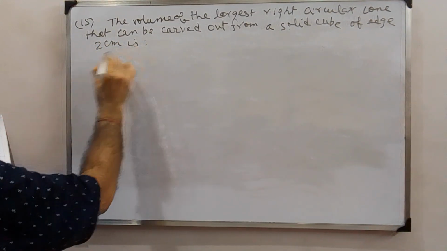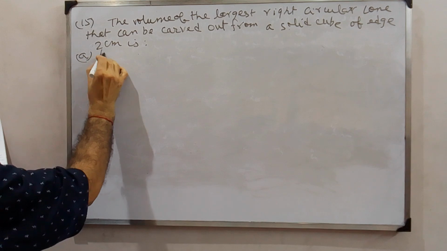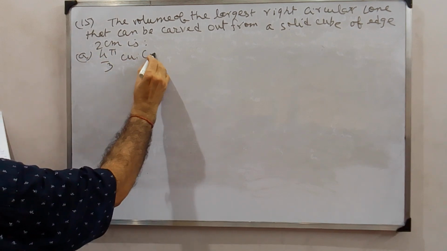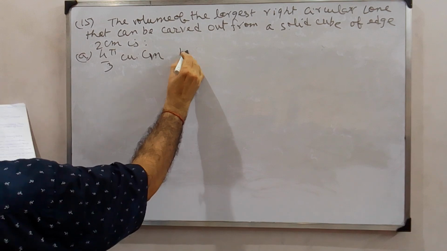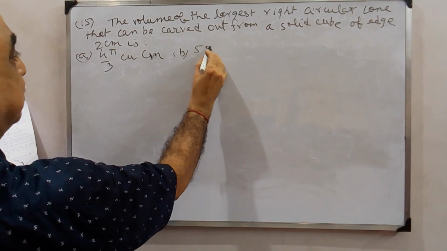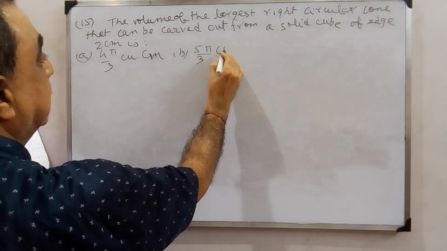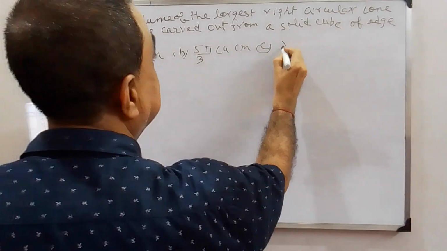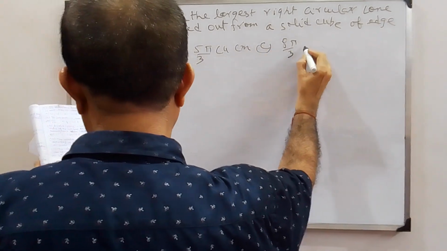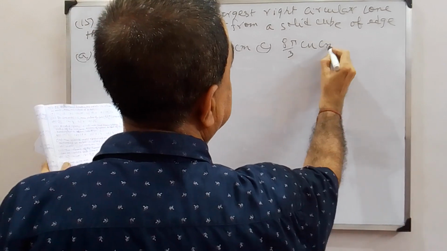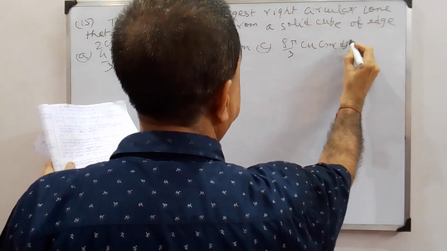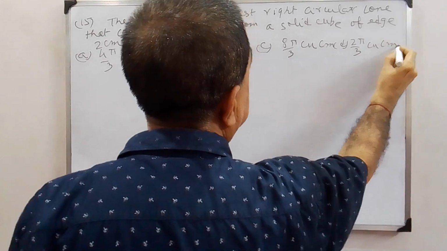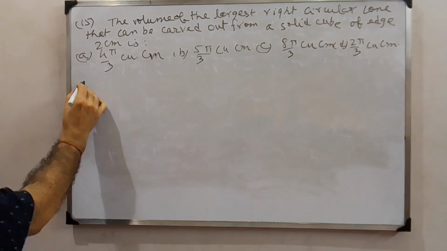So here the choices are given. Option A is 4 pi by 3 cubic centimeter, B is 4 pi by 3 cubic centimeter, C is 8 pi by 3 cubic centimeter, and D is 2 pi by 3 cubic centimeter. So see how we will do this.